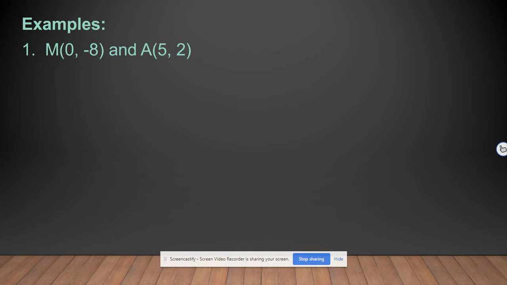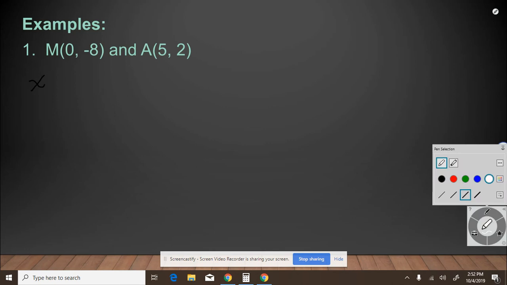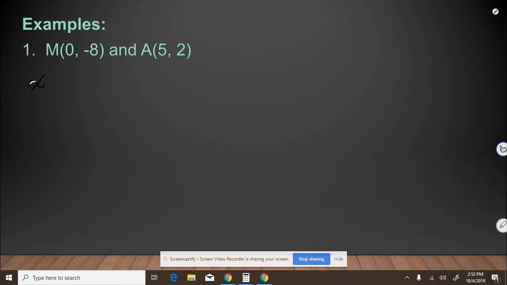Here's our first example. So in number 1, we have two coordinates, m and a. So we start by setting up our table. Let's try that again. So we have x and y. From the points given, we know 0 would be the x and y would be -8. 5 would be an x and 2 would be y. So we have 0, -8, which hopefully you recognize as the y-intercept, which is going to make our life a little bit easier, and 5, 2.